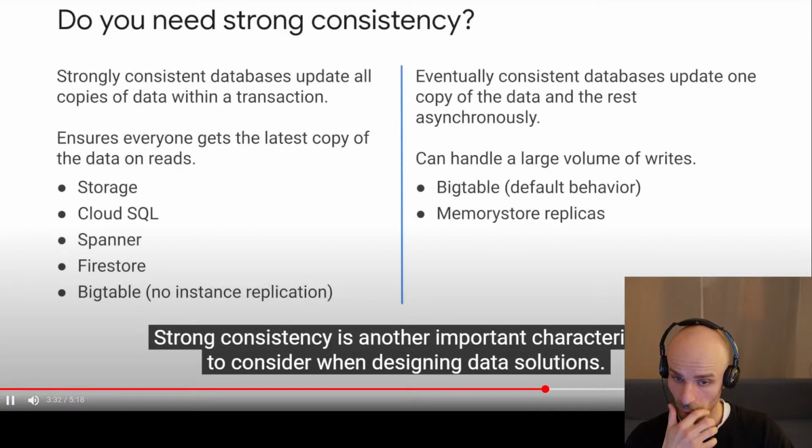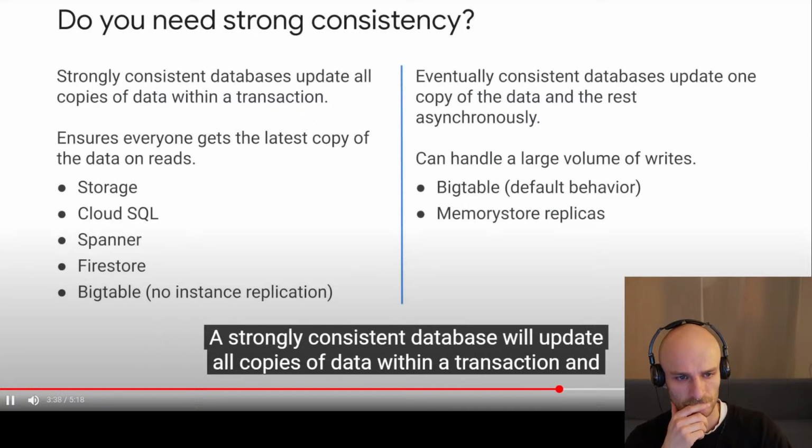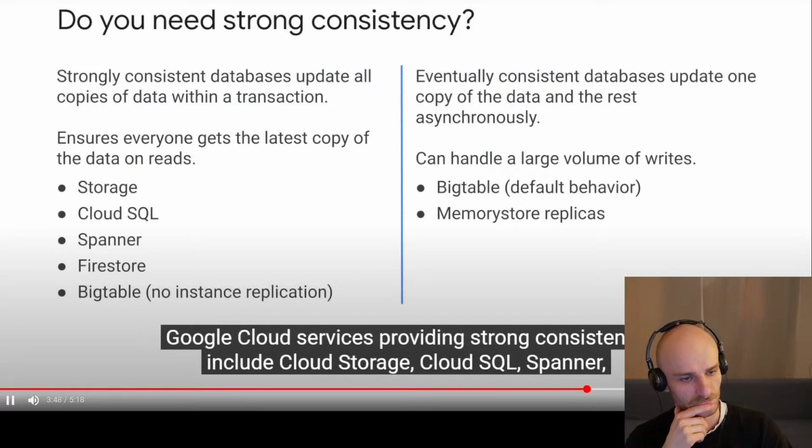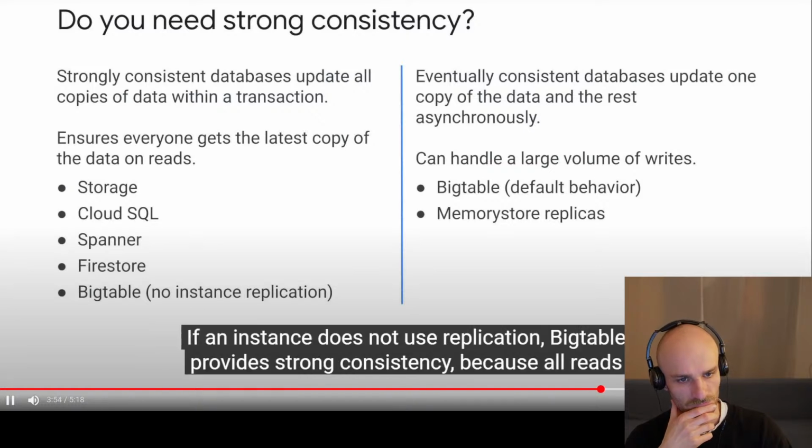Strong consistency is another important characteristic to consider when designing data solutions. A strongly consistent database will update all copies of data within a transaction and ensure that everybody gets the latest copy of committed data on reads. Google Cloud services providing strong consistency include Cloud Storage, Cloud SQL, Spanner, and Firestore.